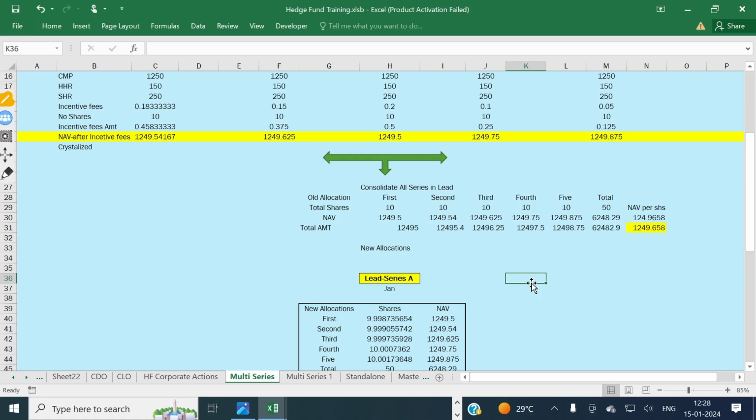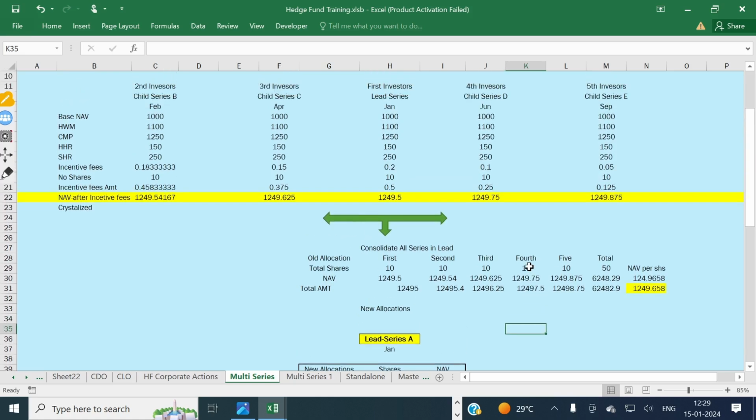No, that's correct. Then what would be the best way to reduce the cost? What would be the best way to manage multiple series? Consolidating into one. But how does it make a difference if we had started with one lead series, compared to consolidating into one after the entire year?